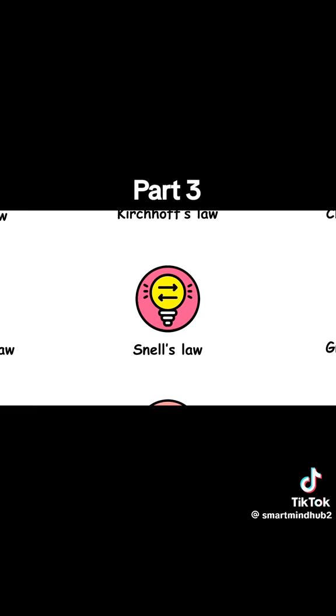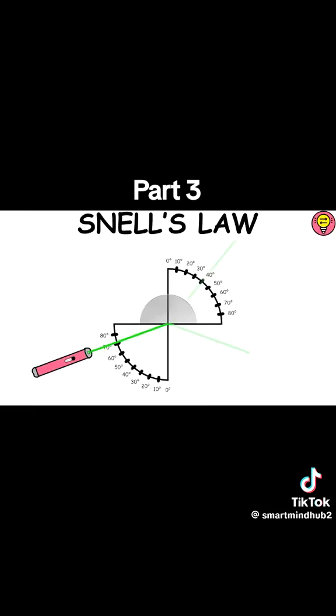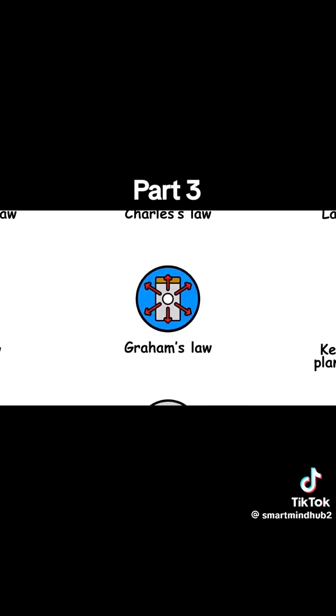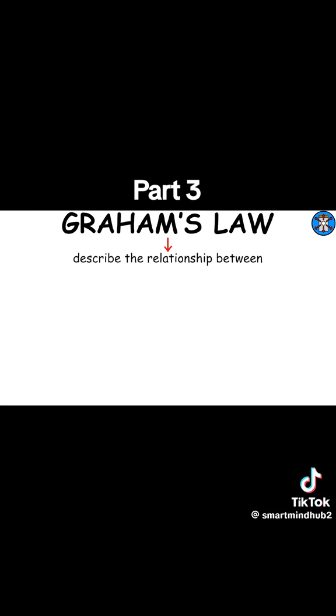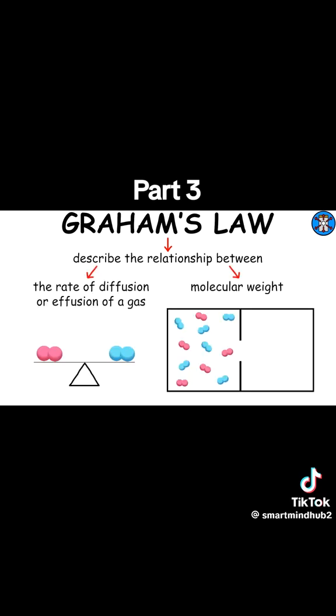Snell's law of refraction. Snell's law of refraction describes how light changes direction when it passes from one transparent medium to another. Graham's law. Graham's law describes the relationship between the rate of diffusion or effusion of a gas and its molecular weight. If one gas has a molecular weight 4 times that of another, it will diffuse at half the rate through a small hole.